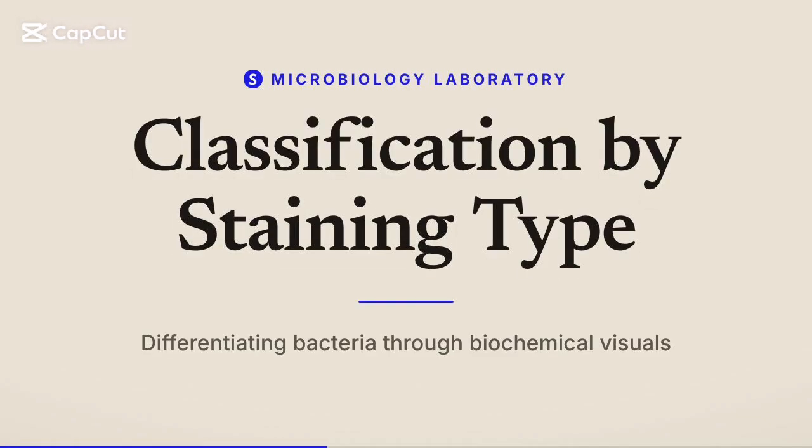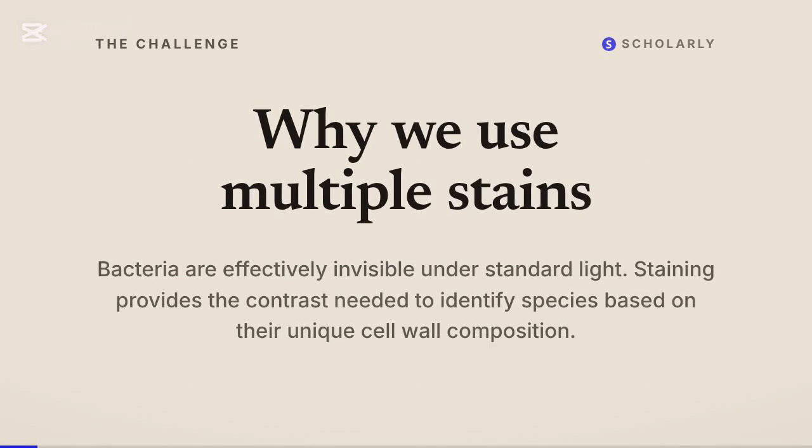Classification by staining type: how microbiologists see the invisible. In their natural state, most bacteria are nearly transparent, making them almost impossible to study under a standard light microscope. Staining isn't just about adding colors, it's about exploiting structural differences. By adding specific dyes, we can reveal the hidden architecture of a cell, dividing the microbial world into distinct groups based on what their cell walls are made of and how they survive. These techniques turn a blur into diagnosis.